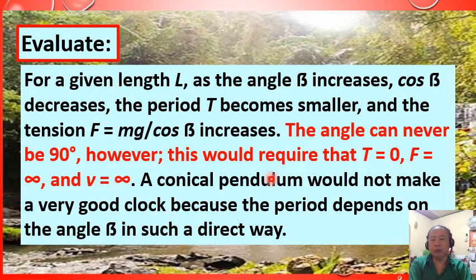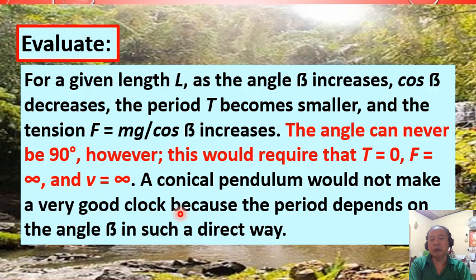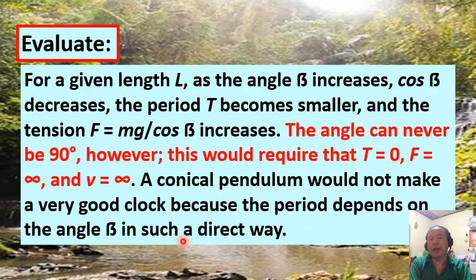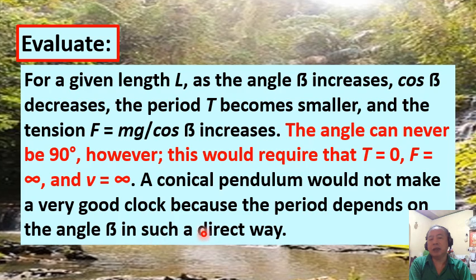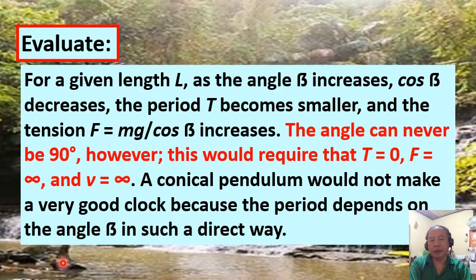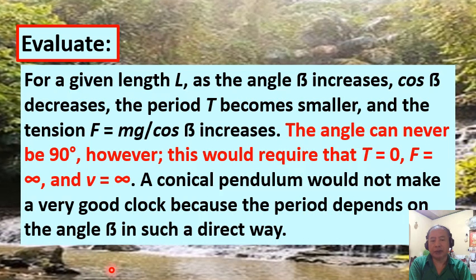A conical pendulum would not make a very good clock because the period depends on the angle beta in such a direct way. And that concludes our lesson for this topic.